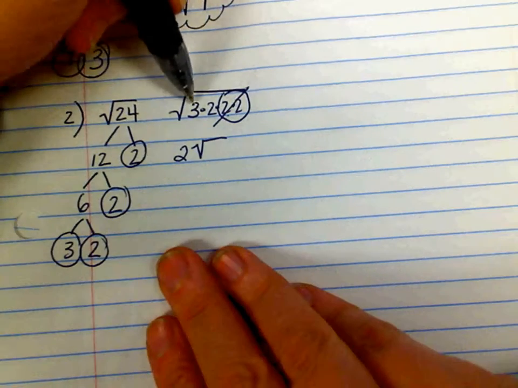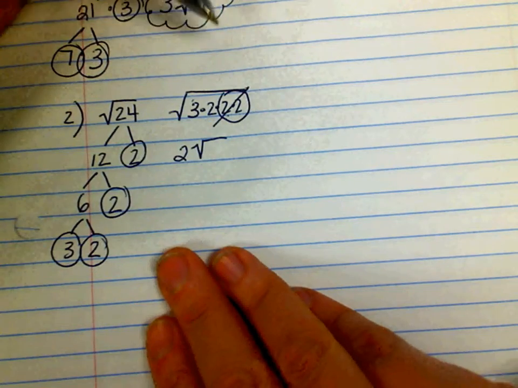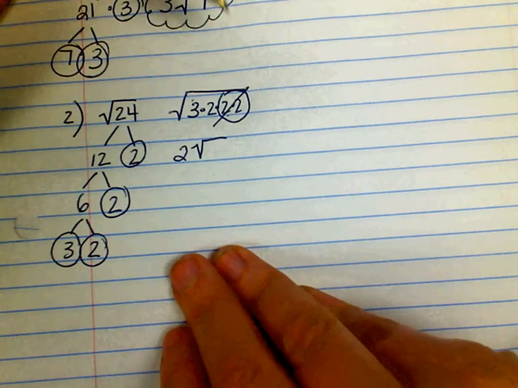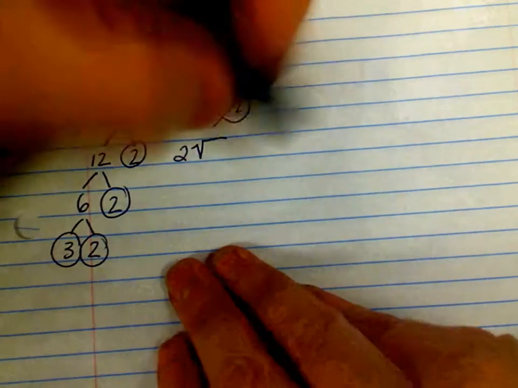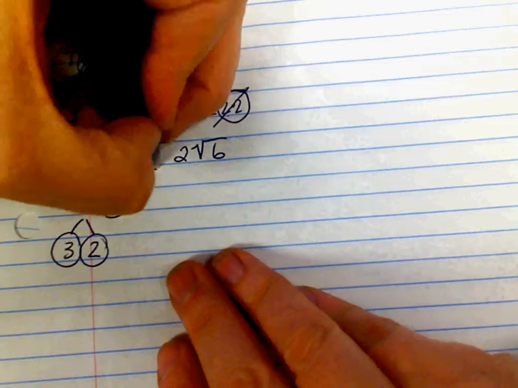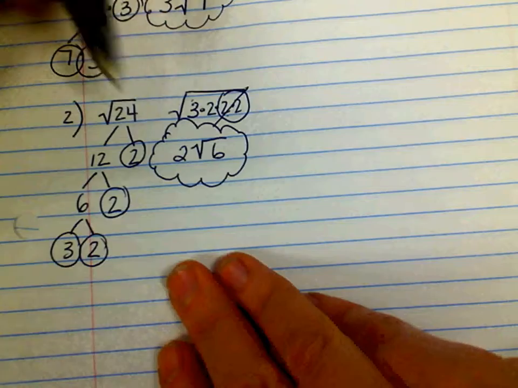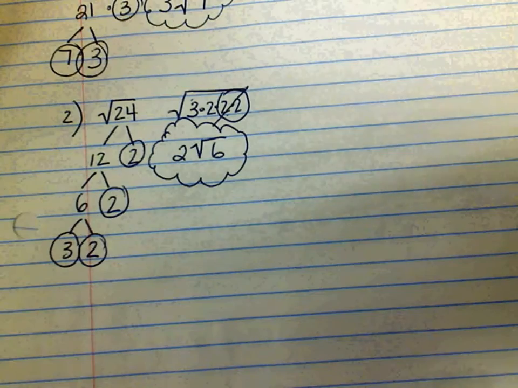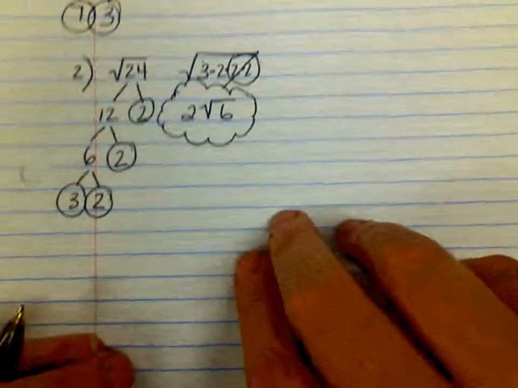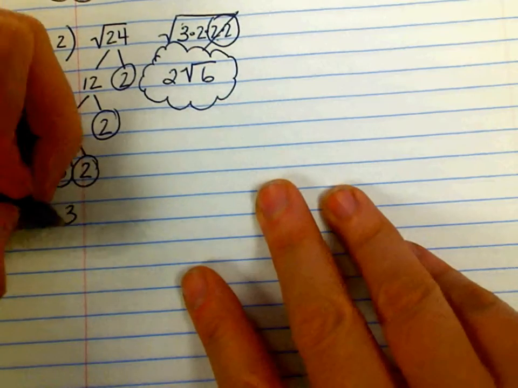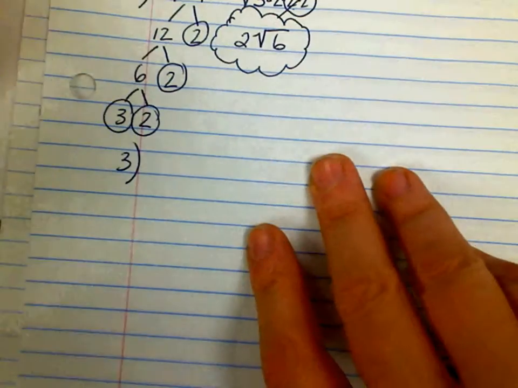And then this 3 and the 2 that are inside, they don't have anybody to go with. Like they don't have another of the same number. So they stay inside, but you do need to multiply them together again. So 3 times 2 is 6. So it's 2 root 6. That is the simplified form of the square root of 24. We did that one today in class also. Good practice.